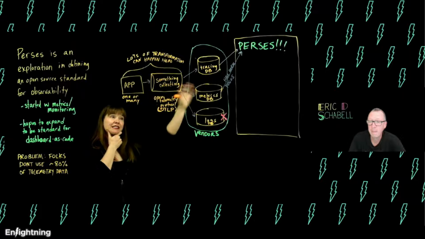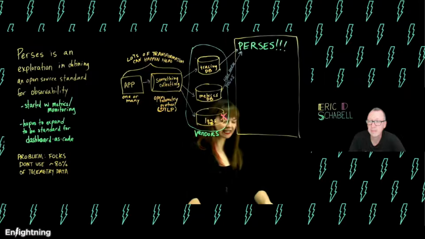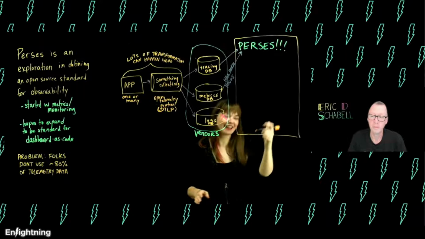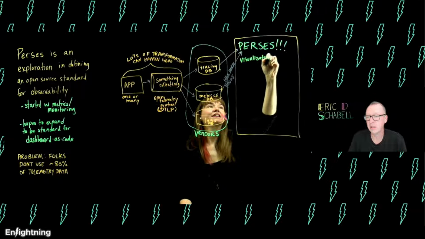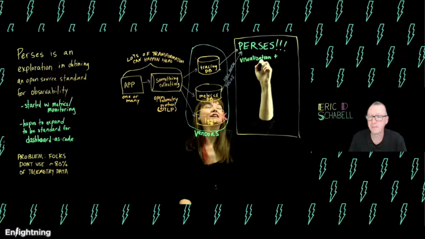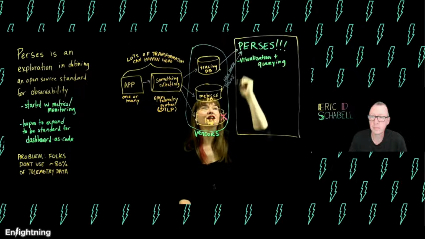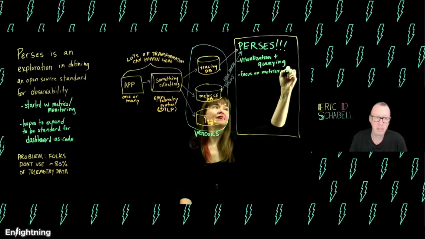So Perses is here, and it does visualization, querying, and alerting. Does it do alerting? No. Very focused. For example, the alerting is inside the Prometheus project. They supply one, that's a separate engine. So it's visualization and querying, focus on metrics, but can do tracing. And it's only going to get better and better as we move forward.